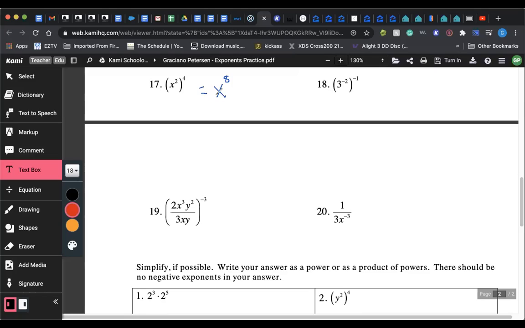So we're going to use that same strategy that we used for 17 for 18. What did we do in 17? All we did was multiply the two exponents together. So now we have to do negative 2 times negative 1. There's no negative for the answer. What's negative 2 times negative 1? 2. So it's just 3 squared, right?